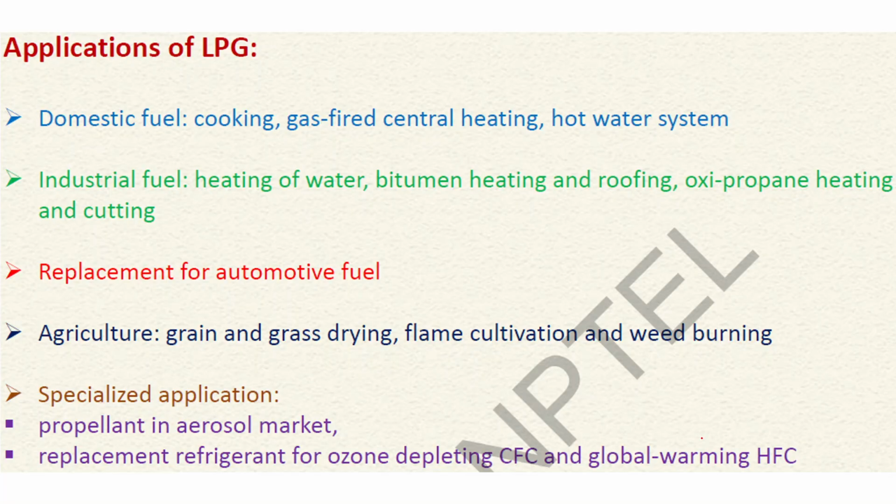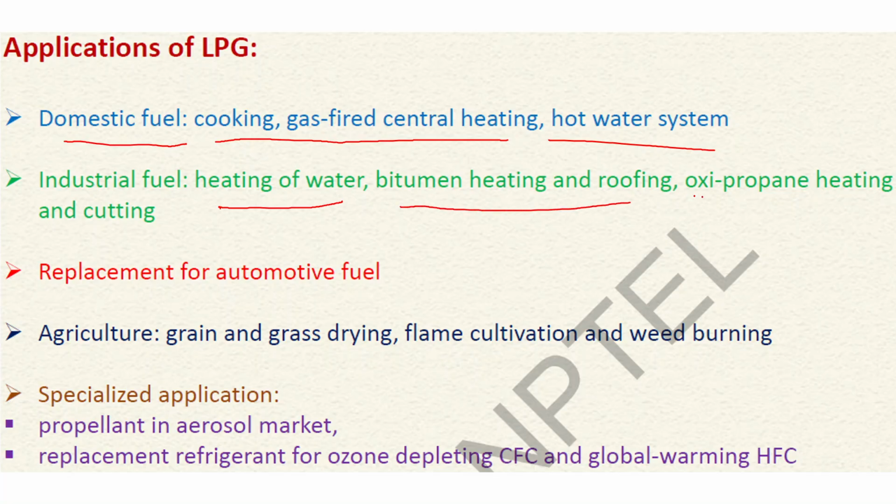Coming on to the applications of LPG, the most common application that a layman knows is its use as domestic fuel in cooking, gas-fired central heating, and hot water systems. Then as industrial fuel, it is used for heating of water for generation of steam, then bitumen heating and roofing, then oxypropane heating and cutting. The oxypropane flame, which has high energy, is used for cutting of metals, etc. There also LPG is used.